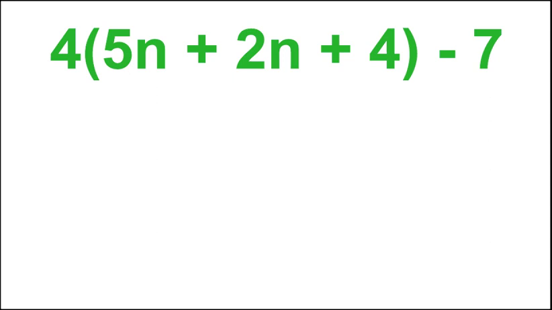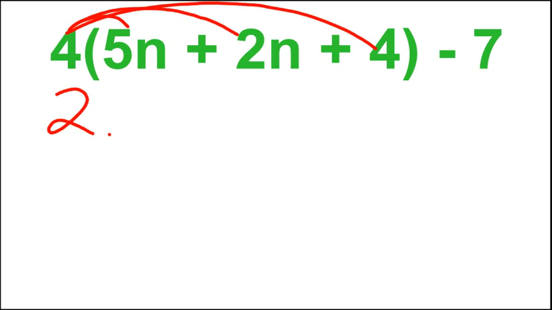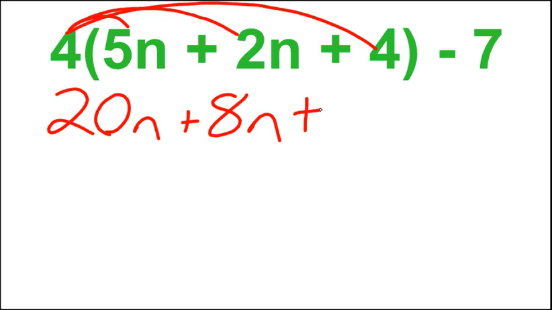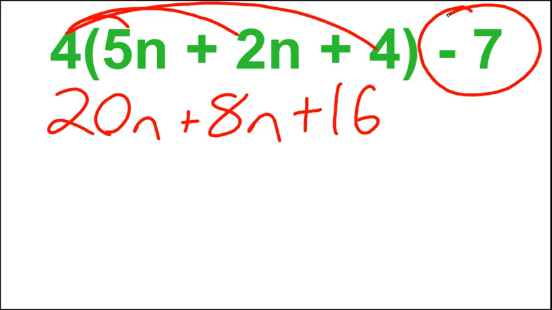The distributive property works the same no matter how many terms are in the parentheses. This one here, we happen to have 3 terms. All that means is the 4 that's in front gets distributed to all 3 terms on the inside. So 4 times 5n is 20n. 4 times 2n is 8n. 4 times 4 gives me 16. If there is something that is outside of the parentheses, then it does not get anything distributed to it. It just stays the same until we combine like terms.